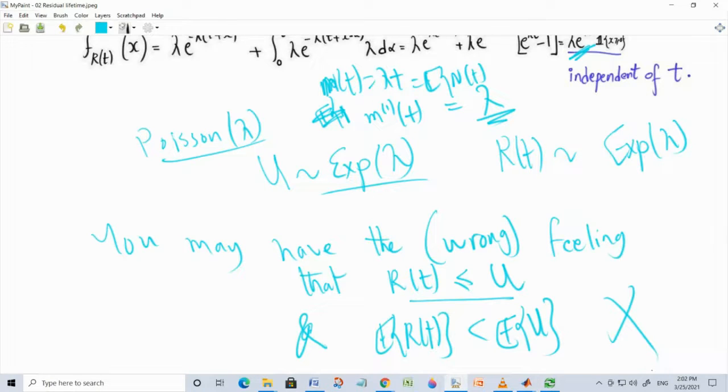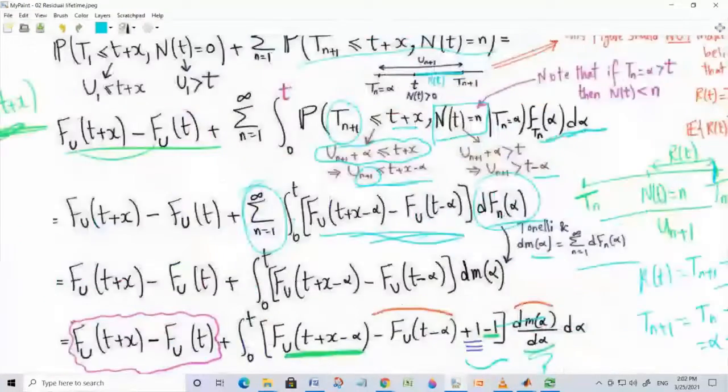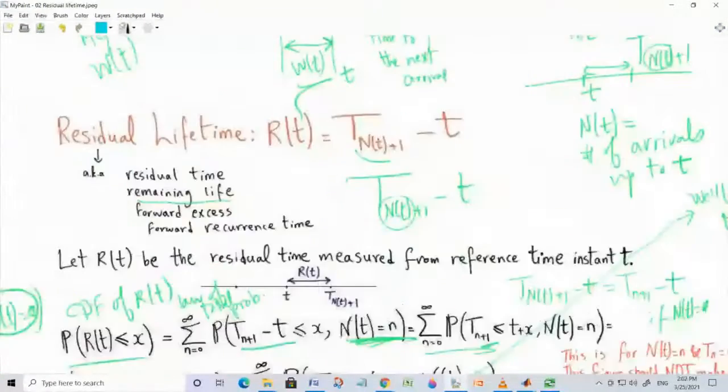Okay, this is wrong, and it's wrong because the conceptual picture that tells you this involves conditioning on N(t), while the residual time is not computed with N(t) being equal to a specific number. What do I mean by this? Let's go back to how we started the derivation.